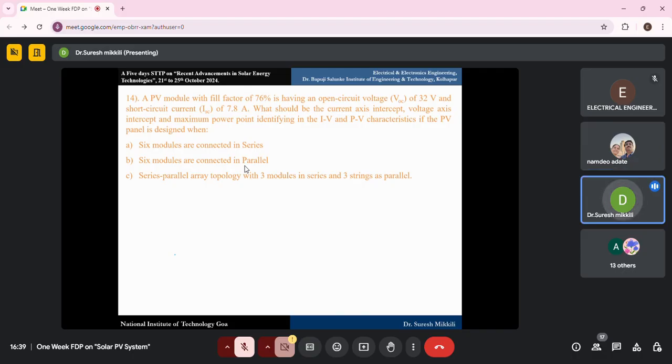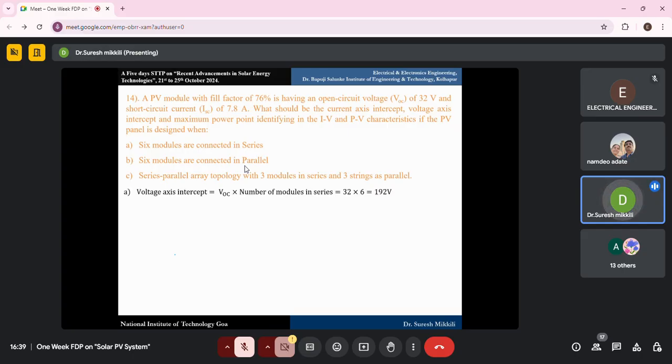Last, a PV module with a fill factor of 76% is having an open circuit voltage of 32 volts and a short circuit current of 7.8 amperes. What should be the current axis intercept, voltage axis intercept, and maximum power in the I-V and P-V characteristics if the PV panel is designed when 6 modules are connected in series? Second, 6 modules are connected in parallel. Third, a series-parallel array topology with 3 in series, 3 in parallel.